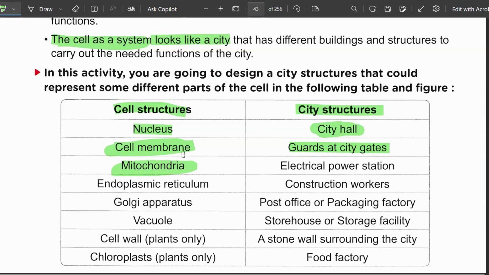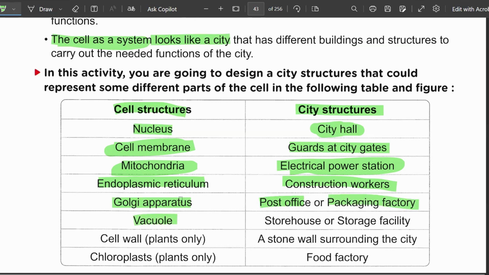Mitochondria give the cell the needed energy, like an electric power station in a city gives the city energy. Okay, endoplasmic reticulum, which is responsible for transportation, is like construction workers in a city. They are people responsible for transportation also. Golgi apparatus, transportation also, like a post office or packing factory in a city.